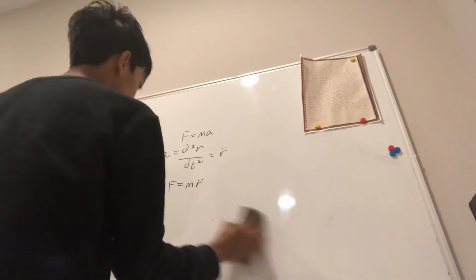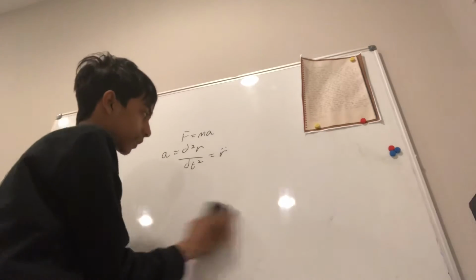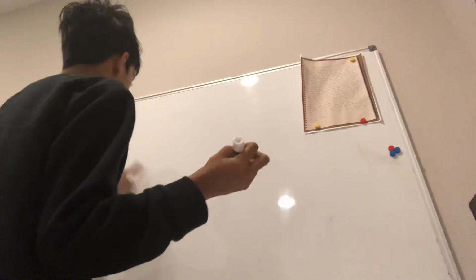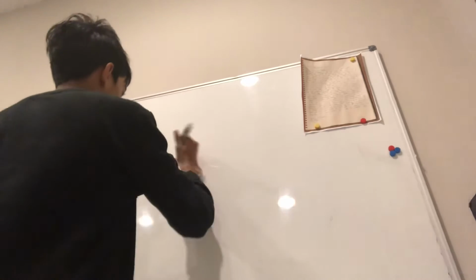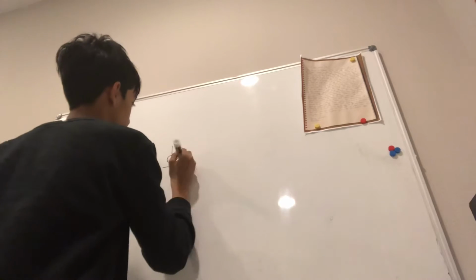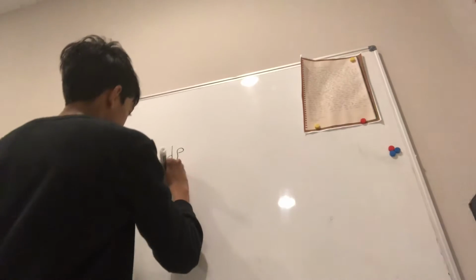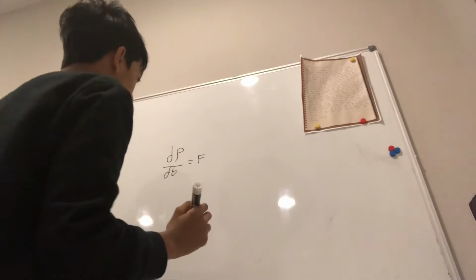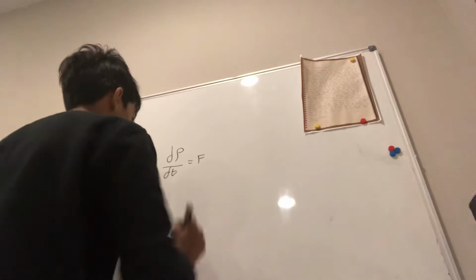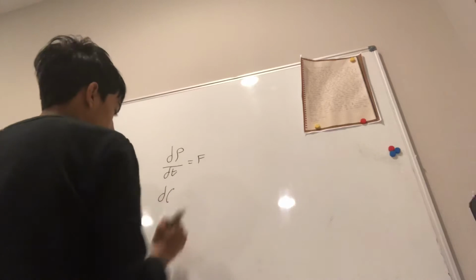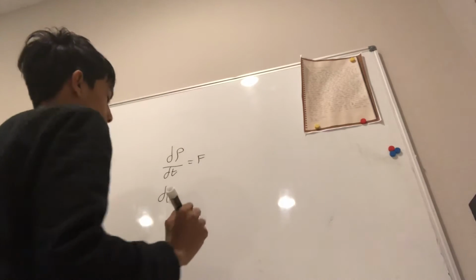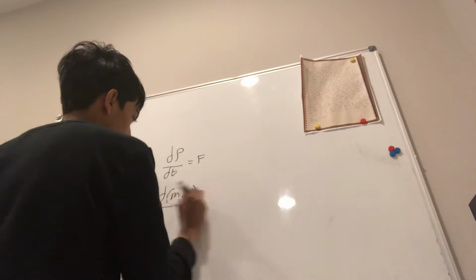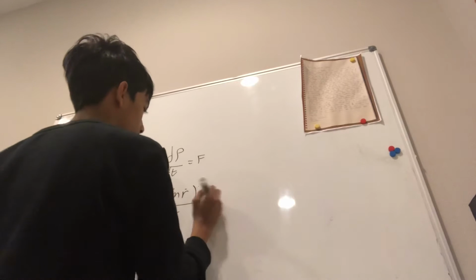However, this doesn't take into account a mass that isn't constant. If we want to do that, we have to create another definition for Newton's second law, which in this case is the time derivative of p, where p is the momentum, is equal to the force. The reason this takes into account a mass that changes is because, from the definition of momentum, this would be m times r dot, where r dot is the velocity, and taking the time derivative of that is equal to F.